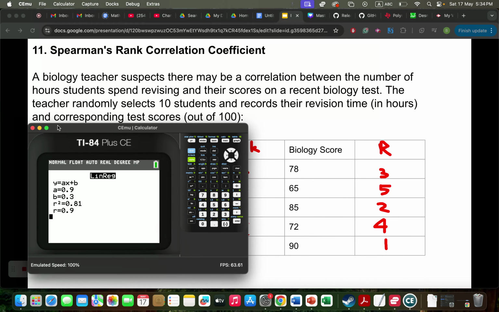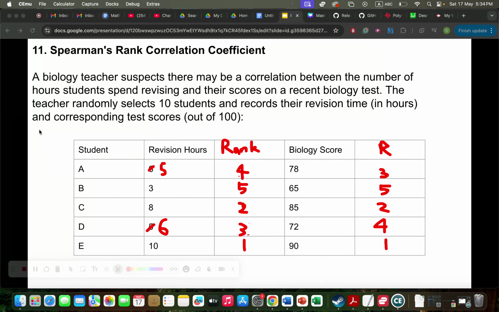So you may ask, what does this 0.9 actually represent in this case? It means that there is a strong positive correlation between the ranks of the revision hours and the ranks of the biology score. Remember, we are not comparing revision hours against the scores. It's basically comparing the ranks. So you need to write the word ranks when you analyze the data. Saying that there is a strong positive correlation between the rank of the revision hours and the rank of the biology score. You've got to make sure you write the word ranks.